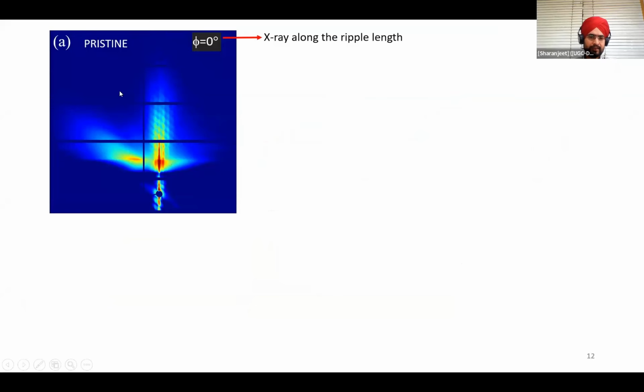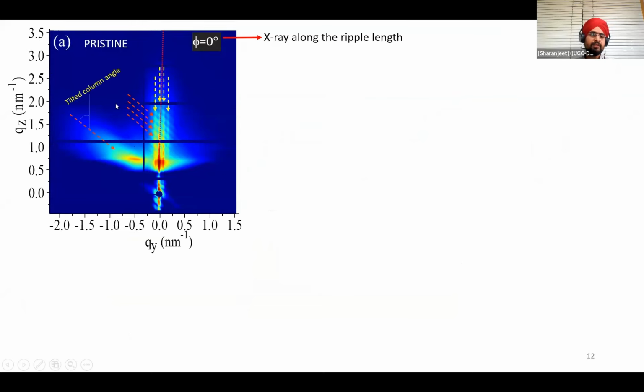Here is the GISAXS image of the pristine sample, in which the X-ray was kept along the ripple length. The vertically aligned periodic lines mark the presence of the ripples, and the asymmetric distribution of the intensity on the left side of the scattering rod shows the presence of tilted columns.